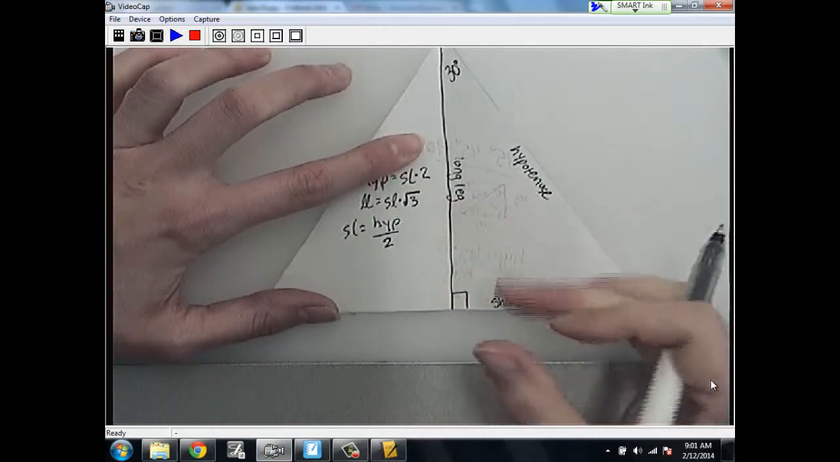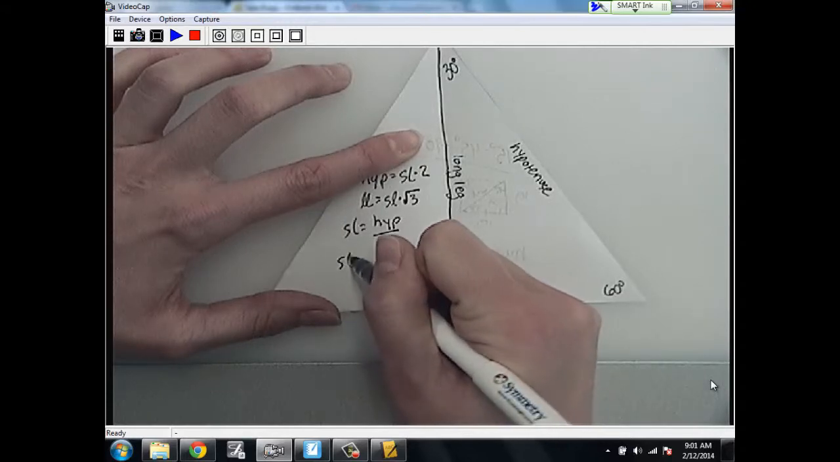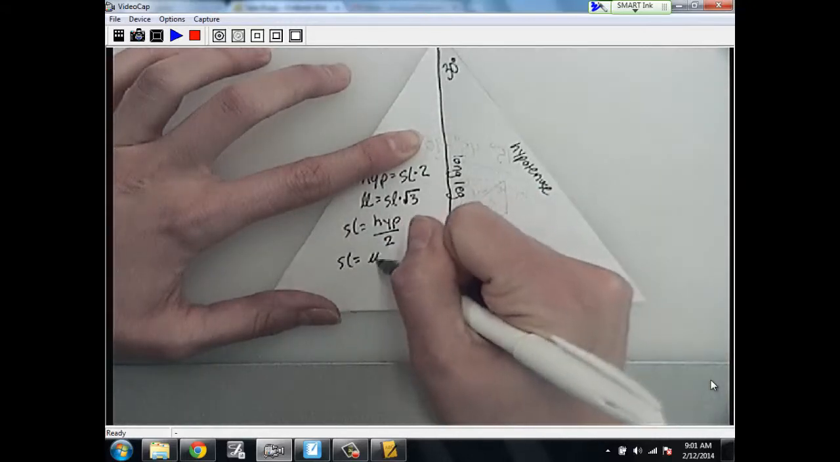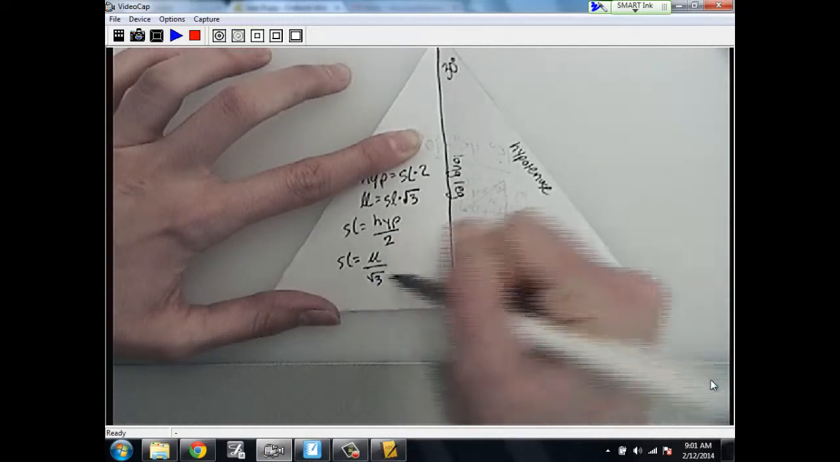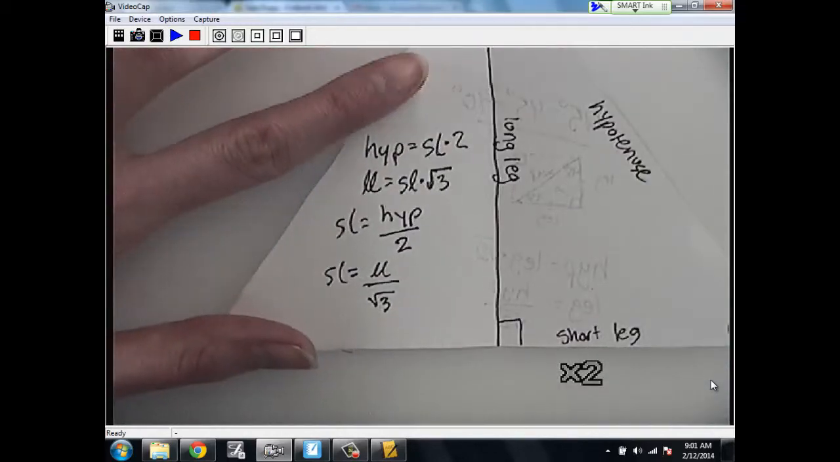And sometimes we don't know the hypotenuse, so to find the short leg, we can also go this route. The short leg equals the long leg divided by the square root of 3. Got those? So check this out.